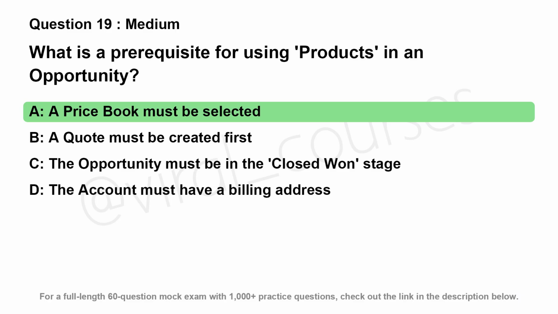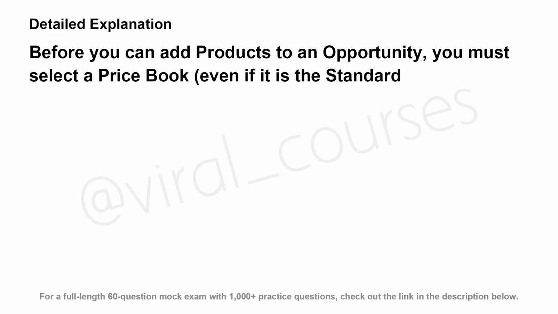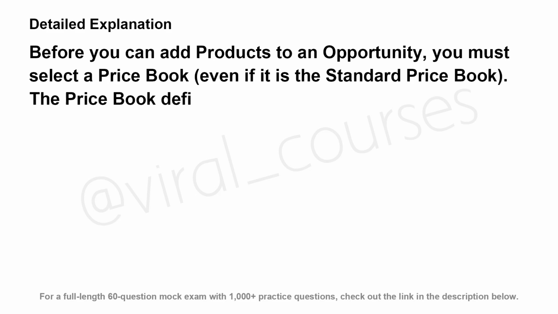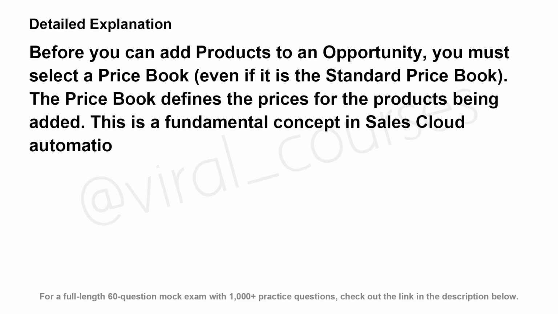The correct answer is A. Before you can add products to an opportunity, you must select a price book. Even if it is the standard price book, the price book defines the prices for the products being added. This is a fundamental concept in Sales Cloud automation.